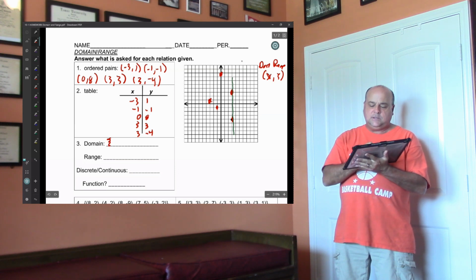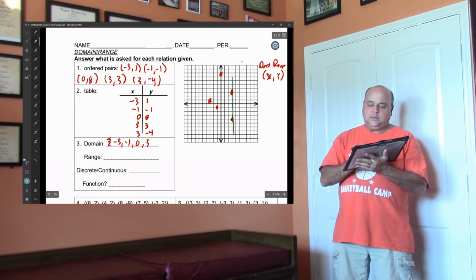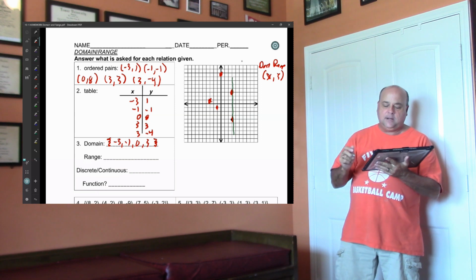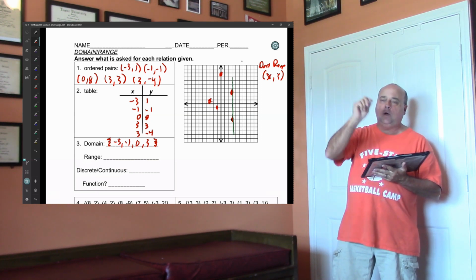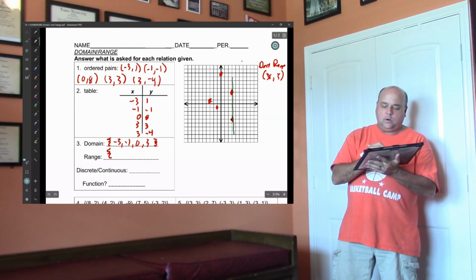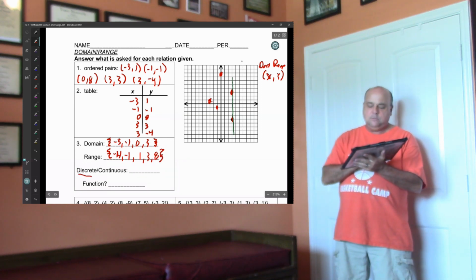Remember, you use braces, and you're going to write negative 3, negative 1, 0, and you only write down 3 once. You use braces to represent your domain and range, and you only write down each one once, and you put them from smallest to largest. So my range, I need to reorder this. It's going to be negative 4 first, and then negative 1, and then 1, 3, 8, and use a brace, right? This would be a discrete function.